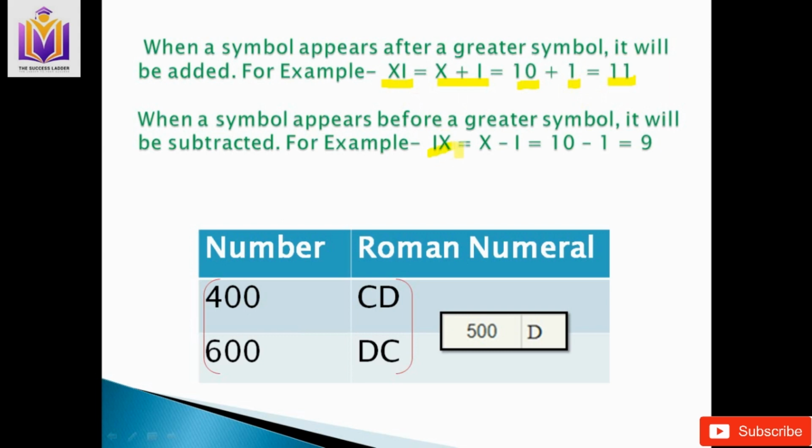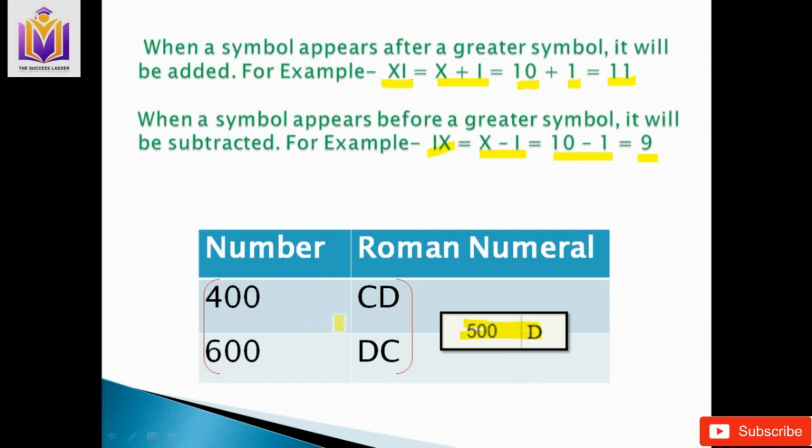Now if we use the same letters but in a different combination, like here I is before X, so that means the smaller number is before the greater number. So in that case we always subtract it. So here we will do X minus I, that is 10 minus 1, and it makes 9. So this is the rule. So after 100 also we follow the same rule in Roman numerals.